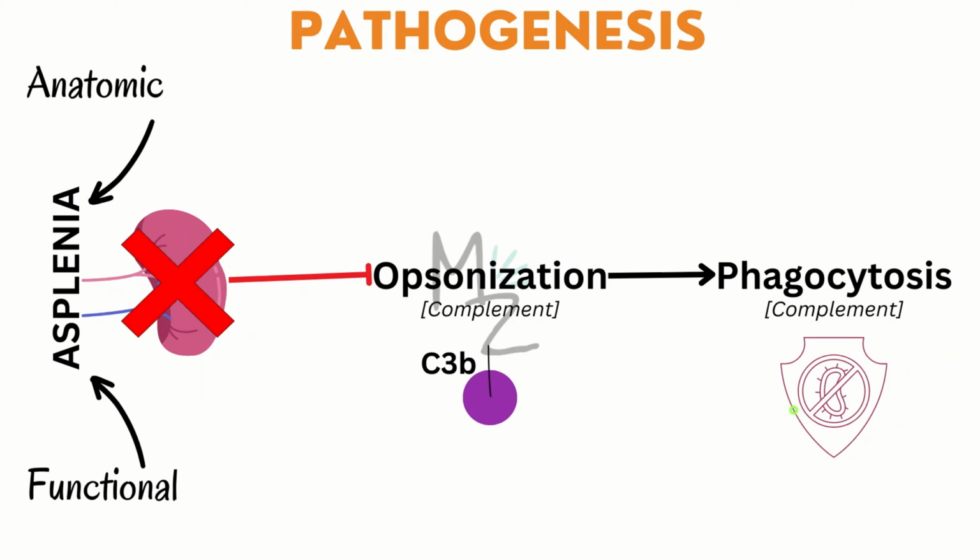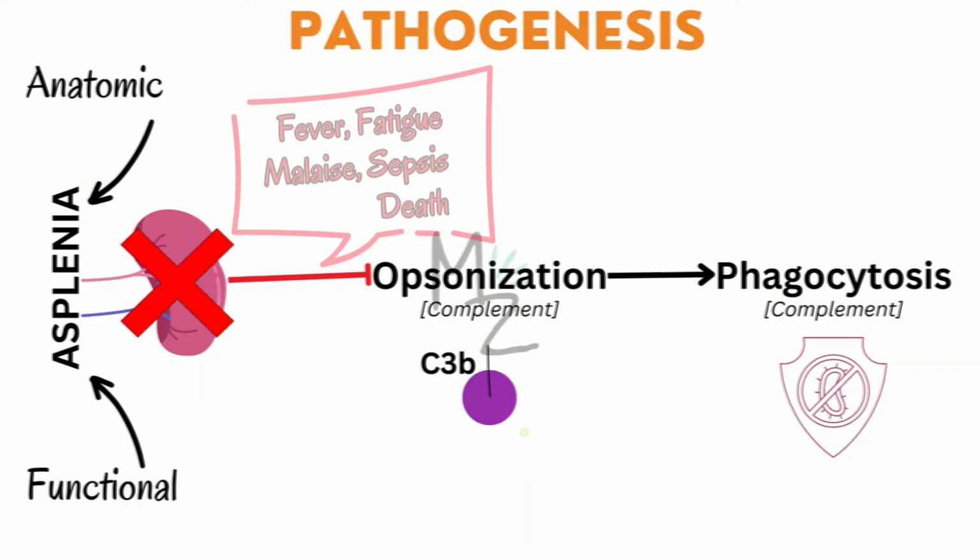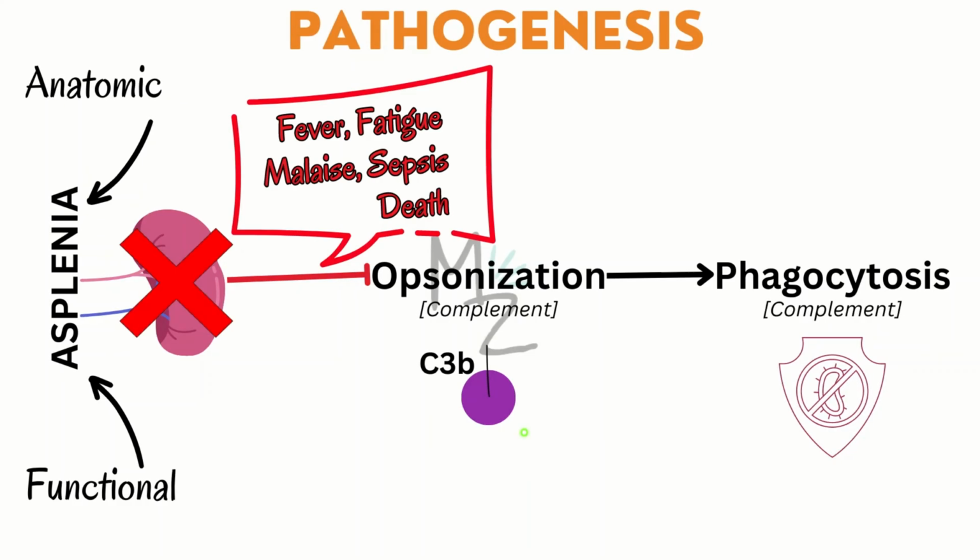So if the spleen is not performing its normal functions, or if the spleen is absent in the body, what will happen? There will be no opsonization, no phagocytosis, so the foreign antigen has got the chance to infect the person. And if a person with asplenia presents with symptoms like fever, fatigue, malaise, sepsis, and death, you should come to know that this was Streptococcus pneumoniae.